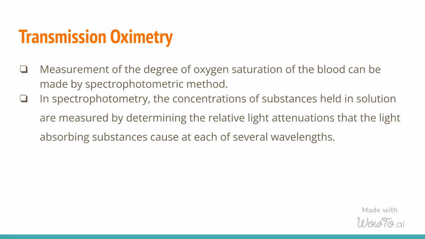Transmission oximetry is a non-invasive method used to measure the oxygen saturation levels in a person's blood. It involves the use of a sensor that emits light at different wavelengths, usually near infrared light, and measures the amount of light that passes through the body. By comparing the intensity of the transmitted light to the original light source, transmission oximetry can determine the percentage of oxygenated hemoglobin in the blood.